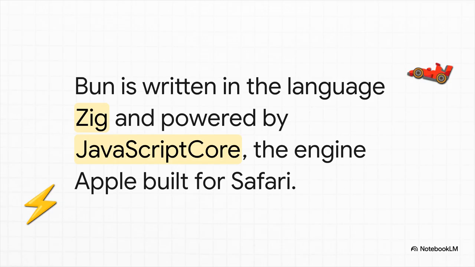Well, it all starts deep down at the foundation. See, Node.js is built with C++ and runs on Google's V8 engine, the same one in Chrome. Bun takes a totally different approach. It's written in a newer, low-level language called Zig, and it uses JavaScriptCore. That's the super fast engine that powers Apple's Safari browser.